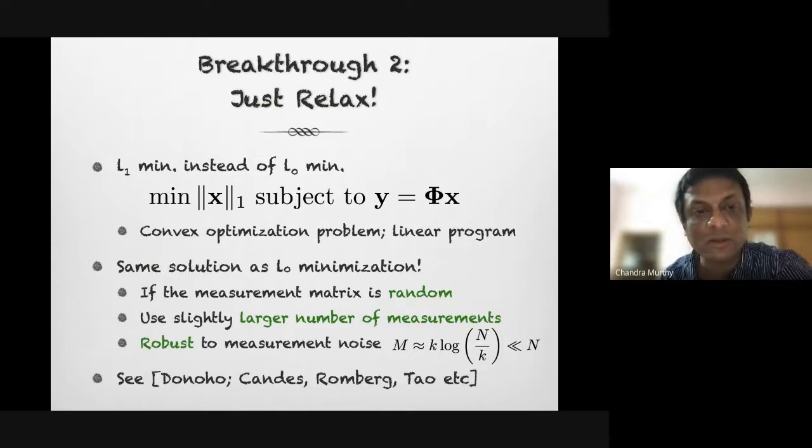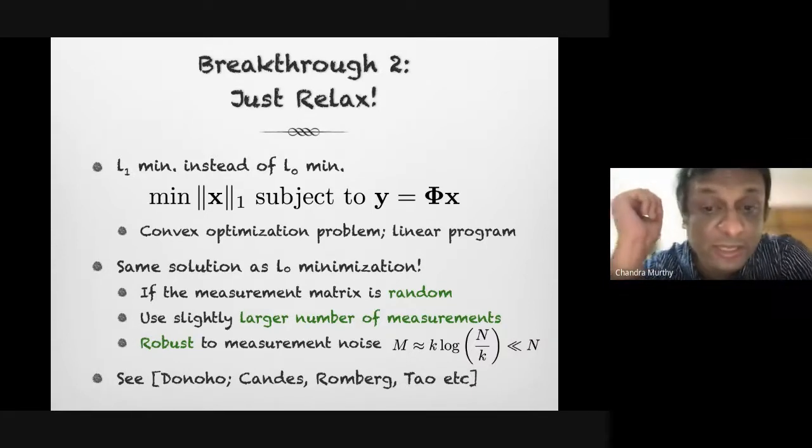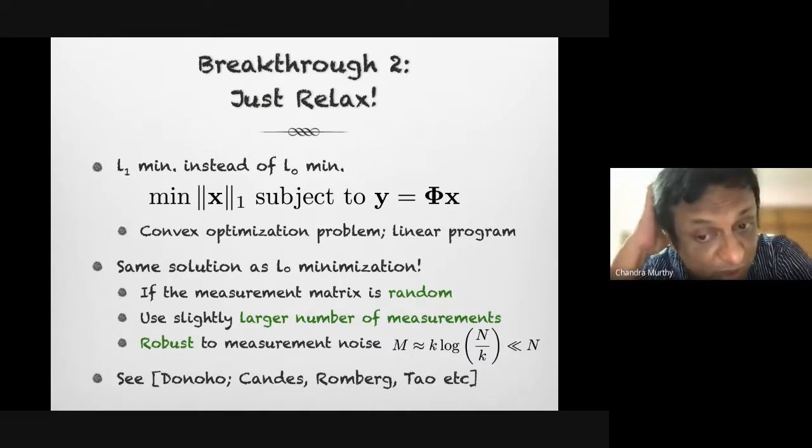However, we are not solving the L0 minimization problem. So we should ask the question of, is this approach going to work? Will it give us the L0 minimizing solution? Turns out the answer is yes. Under certain conditions, it will give the same solution as L0 minimization. And what are those conditions?